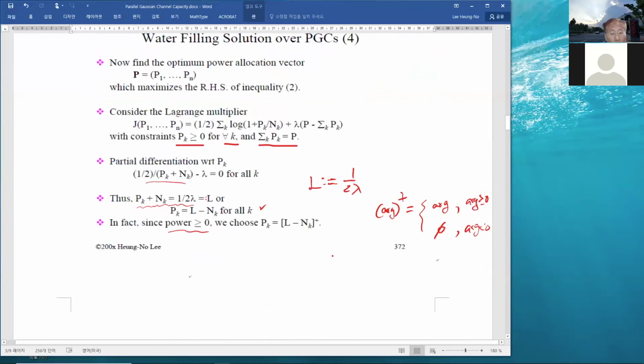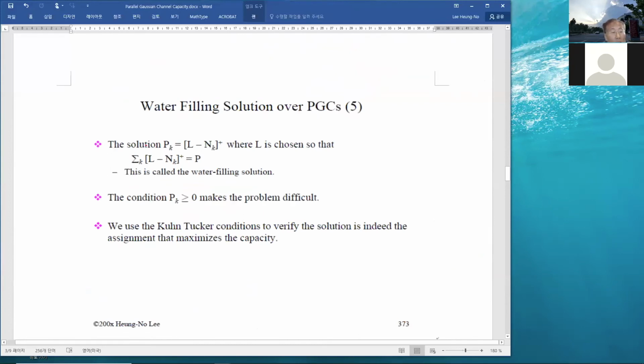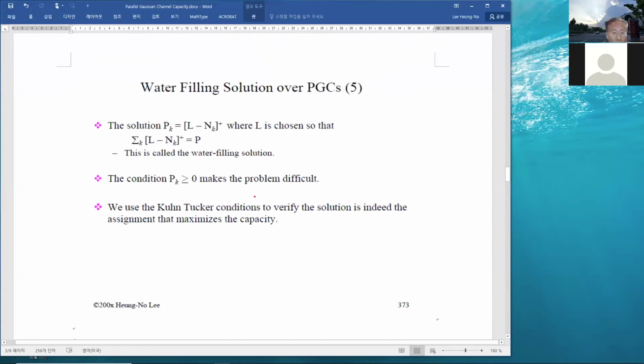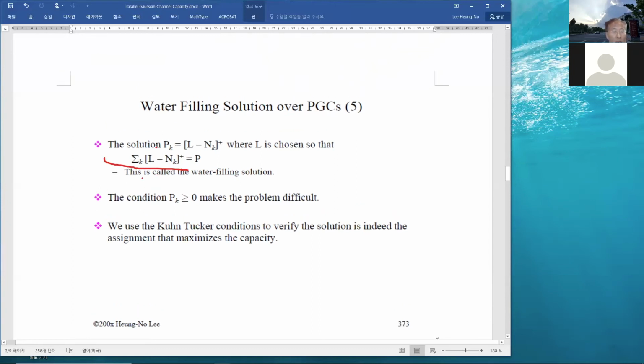And once you have that one, the water filling solution says the solution pK is this, and L is chosen such that the sum of these powers should be equal to P. So this is called the water filling solution. You will see why. Okay, I'll give you an example. In this case, the condition pK is non-negative makes the problem difficult, right? But this here is the solution.